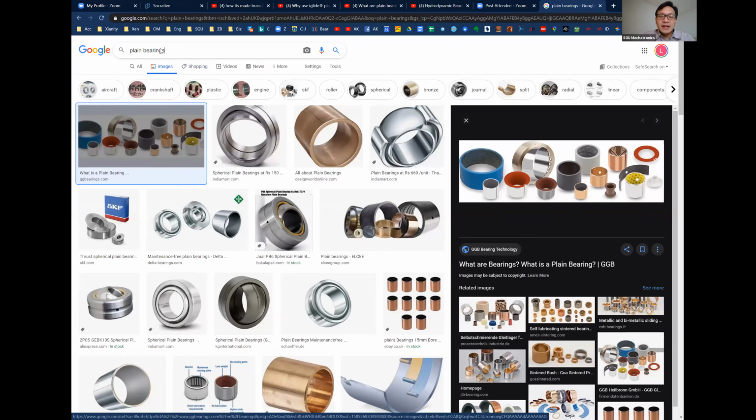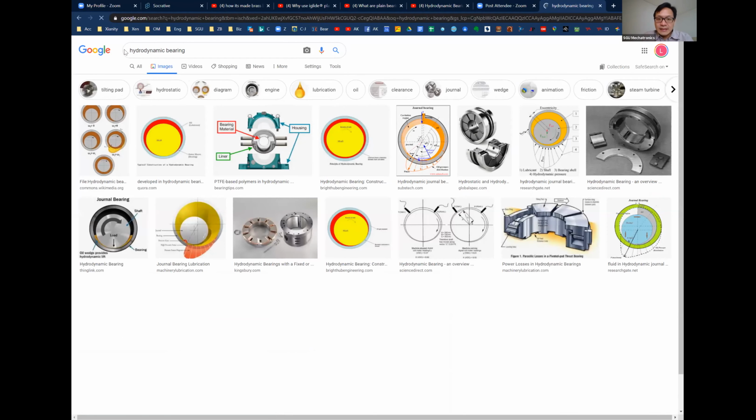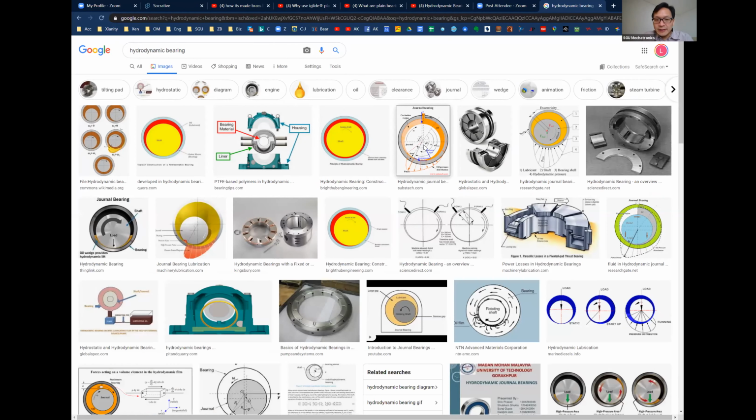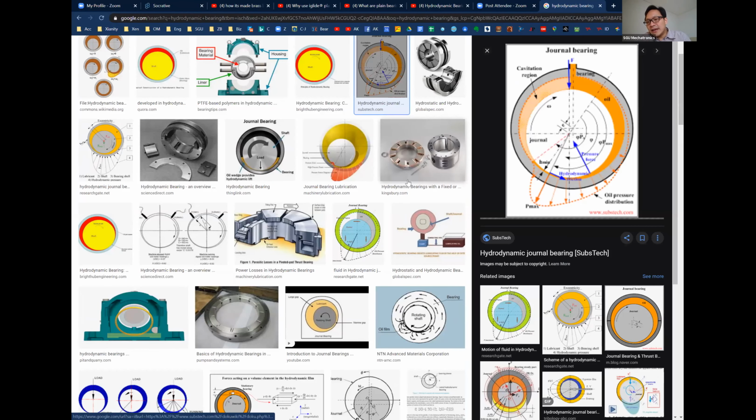But there is one more plain bearing type. It's called the hydrodynamic bearing. Now, a hydrodynamic bearing has fluid as the supporting lubrication. In fact, the shaft actually floats inside a hydrodynamic bearing, also called a journal bearing. Okay, these are the bearings.